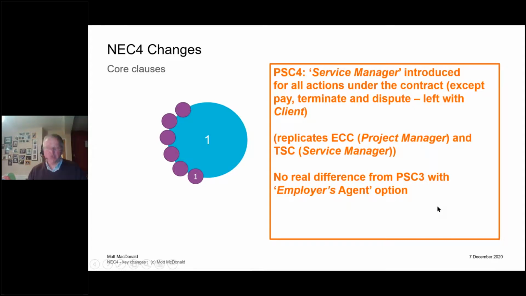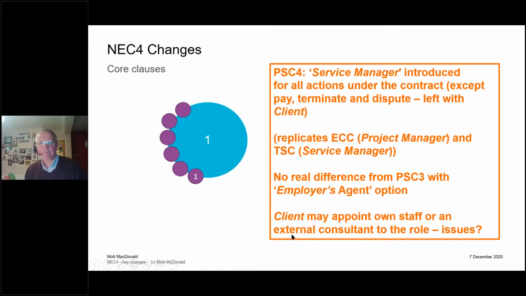But there's no real change, because PSC3 used to have an option called the employer's agent, where the client would employ an employer's agent, but then they had to go and tell the agent exactly what clauses they wanted them to act under. A lot simpler, in my opinion, under PSC4, because we actually have the service manager. Who that person is is up to the client. It could be appointed as a representative, it could be an employee of the client's organization, or for a big consultancy contract, you might choose to appoint a consultant from, I was going to say MacDonald, but I can't say that because other consultants are available.